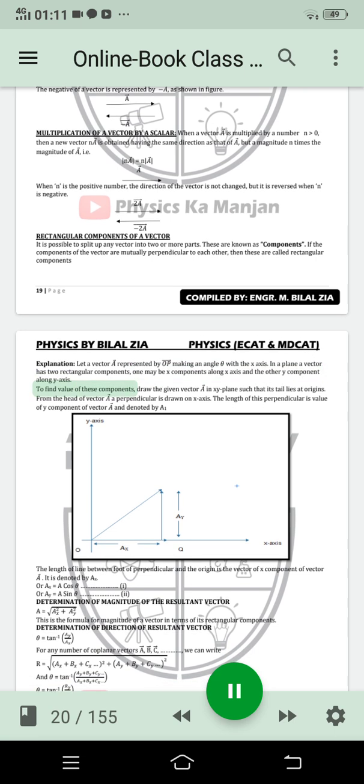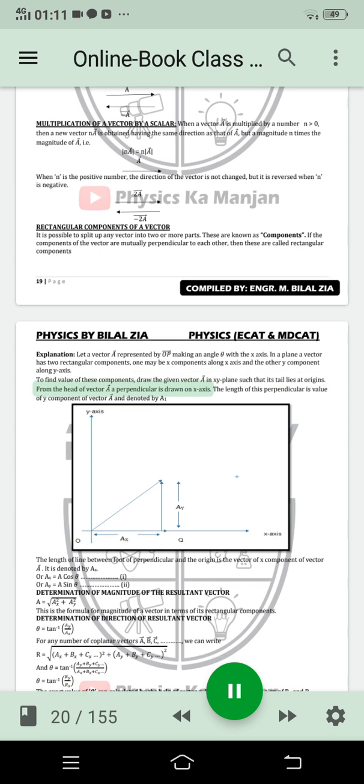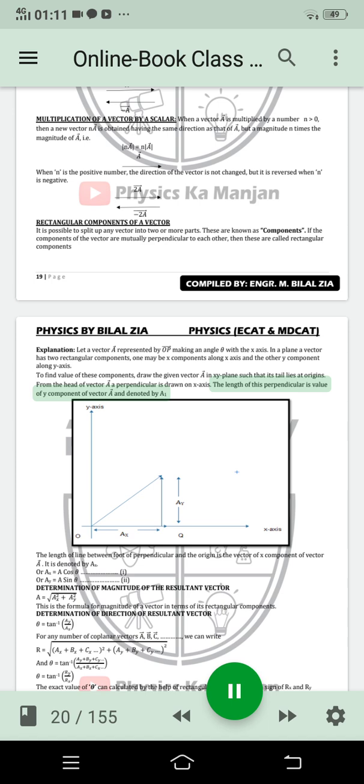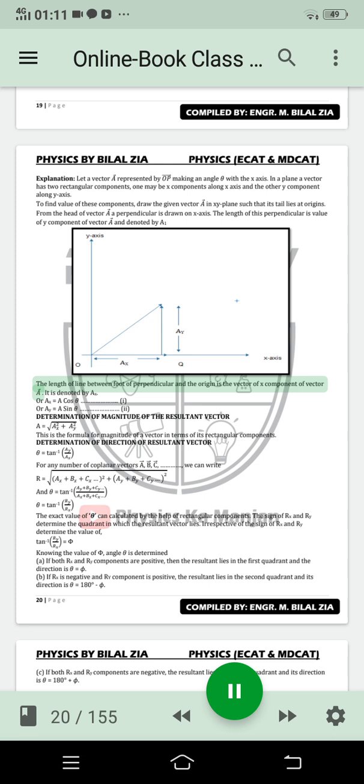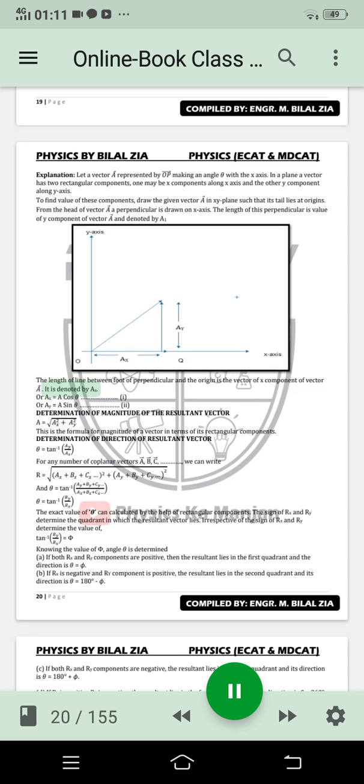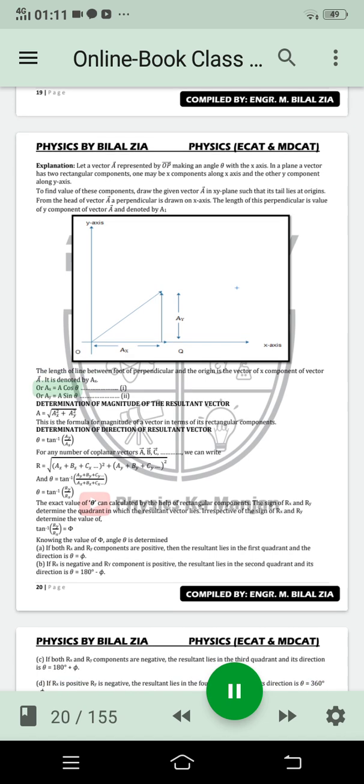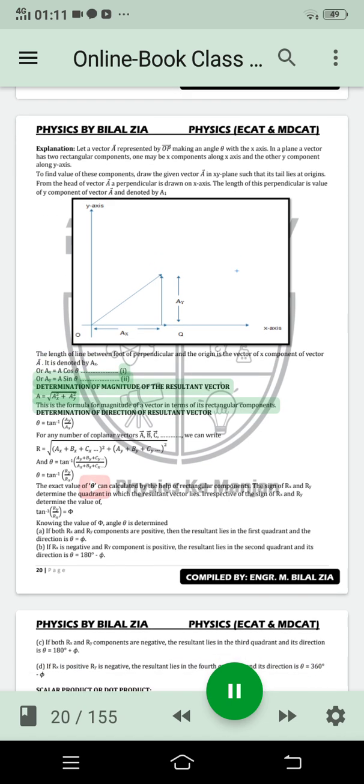To find the value of these components, draw the given vector A in the xy plane such that its tail lies at the origin. From the head of vector A, a perpendicular is drawn on the x-axis. The length of this perpendicular is the value of the y component of vector A and is denoted by Ay. The length of the line between the foot of the perpendicular and the origin is the value of the x component of vector A. It is denoted by Ax, or Ax = A cos theta. Ay = A sin theta.